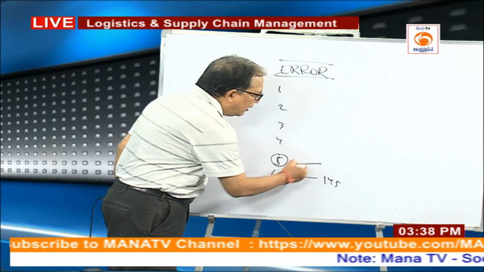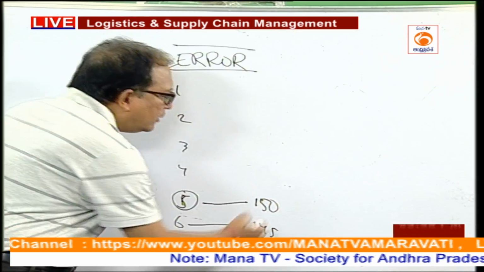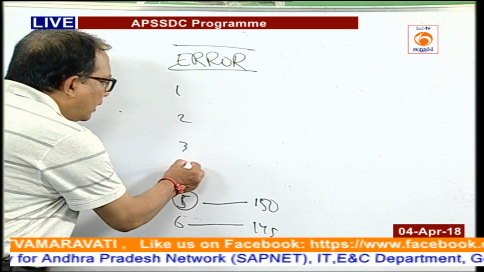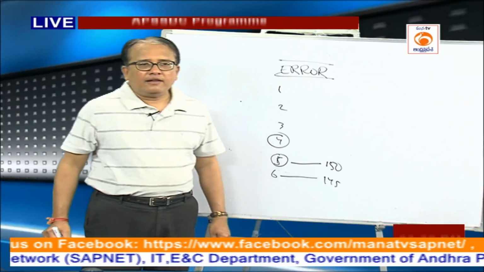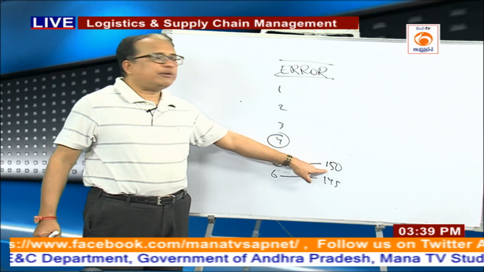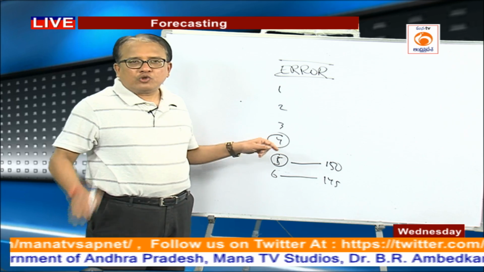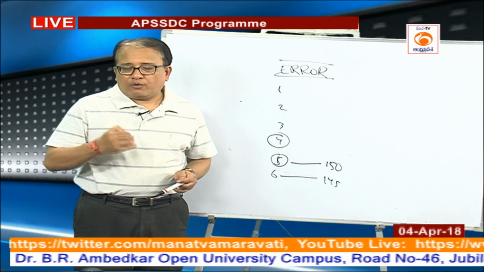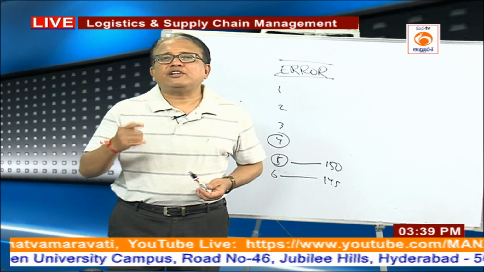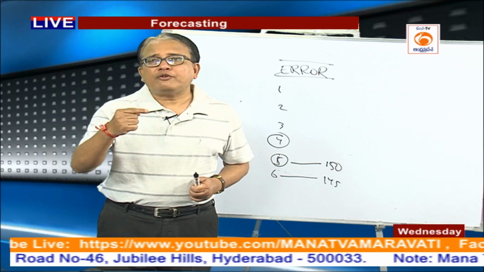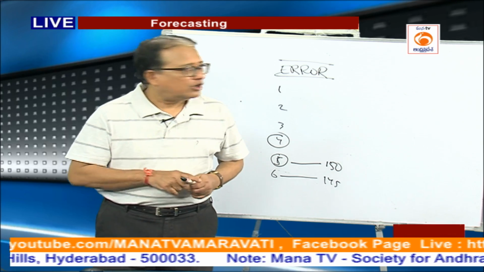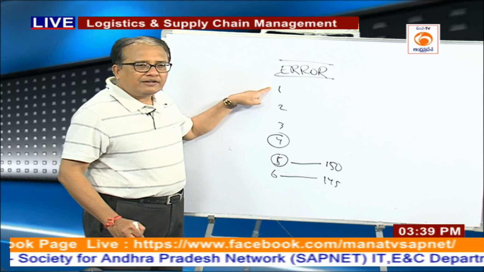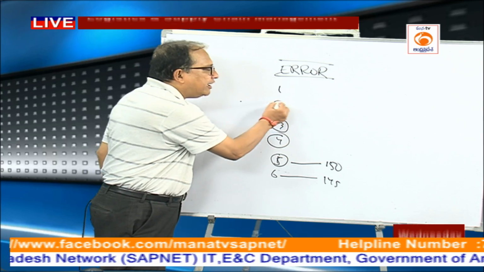Similarly, in the 5th period, I know my demand is 150. Now, have I taken into consideration when I made a prediction for the 5th period in the 4th period? So, I am doing a prediction a period before. When do I make a prediction? I do a prediction for the future. When do I do a forecasting? I do a forecasting for the future. So, I have done a forecasting for the 2nd period in period 1. I did a forecasting for the 3rd period in period 2.